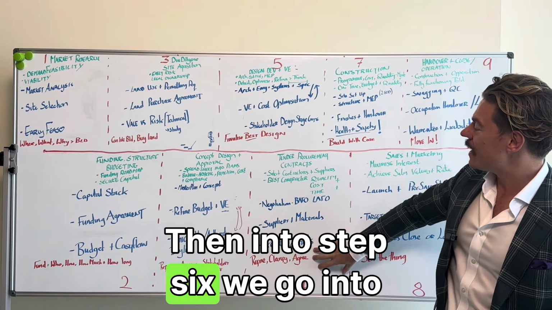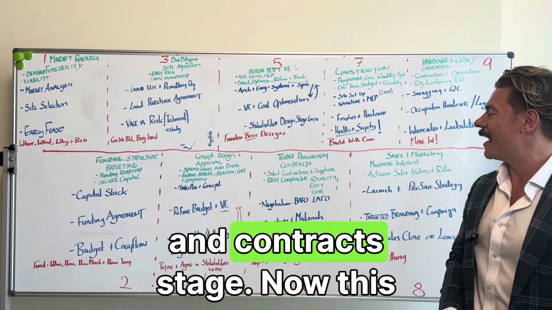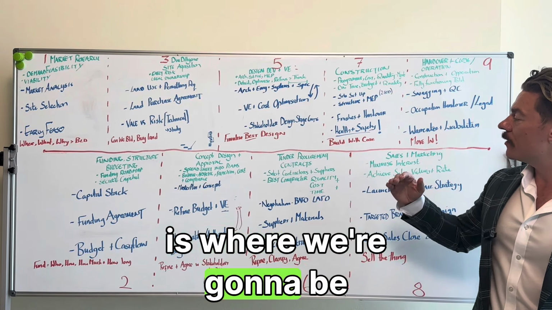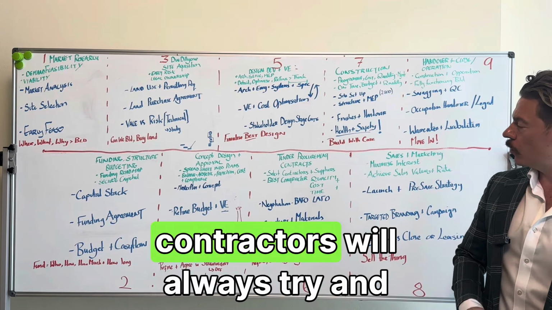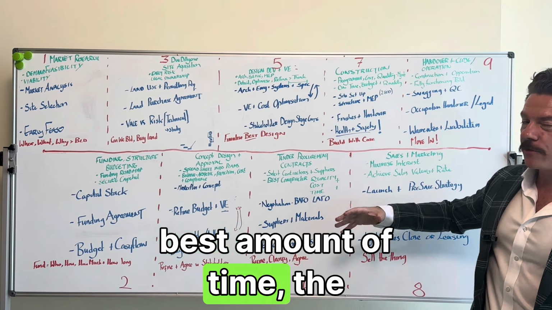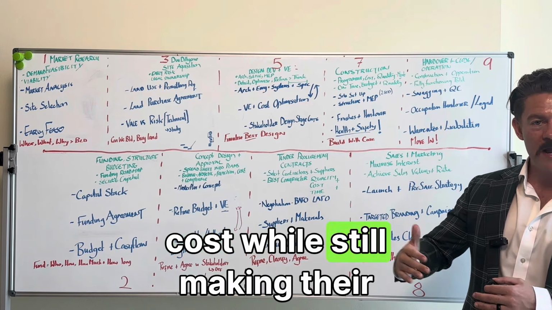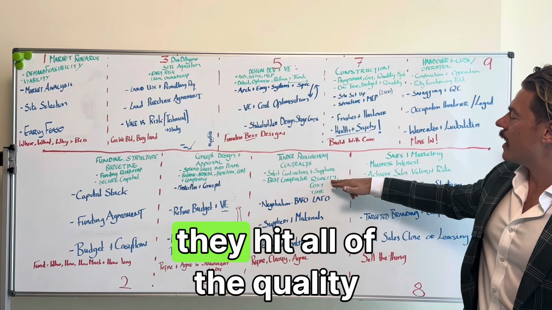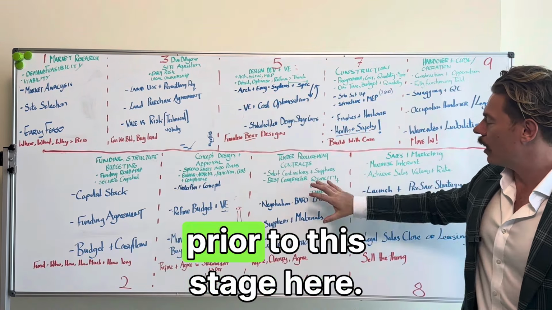Then into step 6, we go into the tender, procurement, and contracts stage. Now, this is where we're going to be selecting our contractors and suppliers. And the best contractors will always try and give you the project complete in the best amount of time, the quickest amount of time, while at the best, cheapest cost, while still making their margin and making sure they hit all of the quality requirements agreed with all of the stakeholders prior to this stage here.